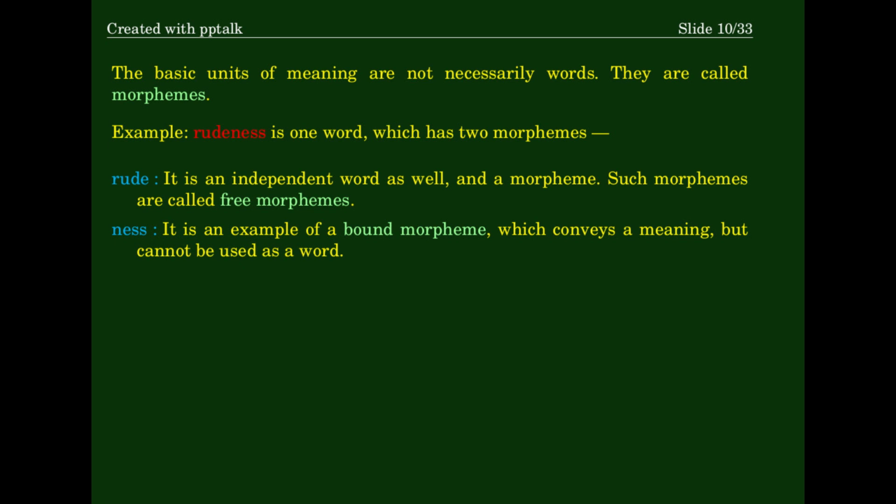And then in the word rudeness, there is the other part, ness. It is an example of a bound morpheme, which conveys a meaning but cannot be used as a word. So, when I join it with a bona fide word, in this case an adjective, then it means the feel of that adjective.